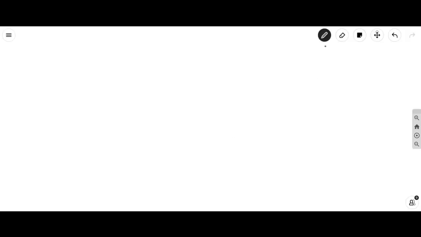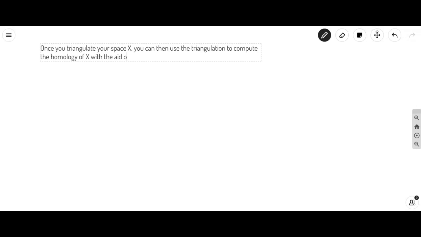Now, why are we talking about triangulations? Once you triangulate your space X, you can then use the triangulation to compute the homology of X, with the aid of simplicial homology. So you're going to turn a topological problem into a combinatorial problem by introducing a simplicial complex. So here's the way you do it.